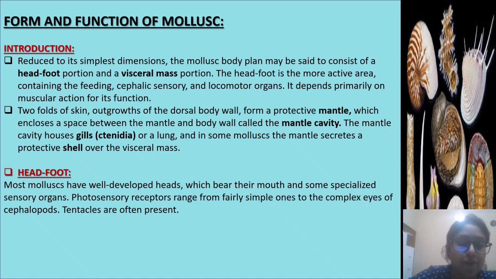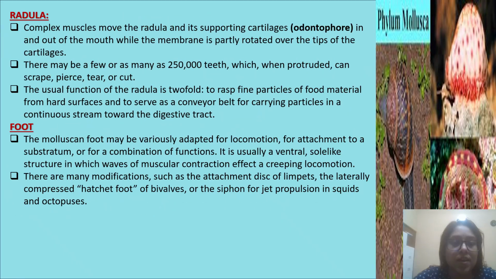Most mollusks have well-developed heads which bear their mouth and some specialized sensory organs. Photosensory receptors range from fairly simple ones to the complex eyes of cephalopods. Tentacles are often present. Next characteristic, radula.